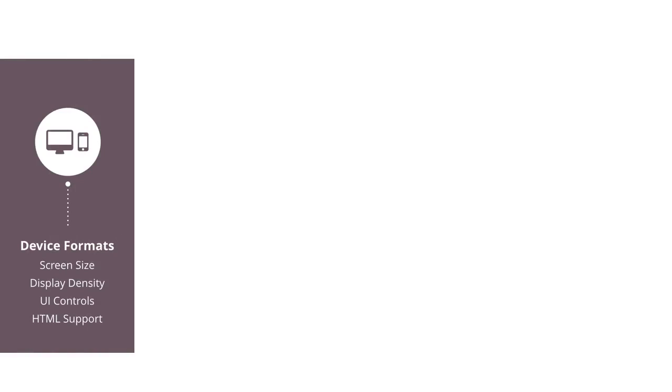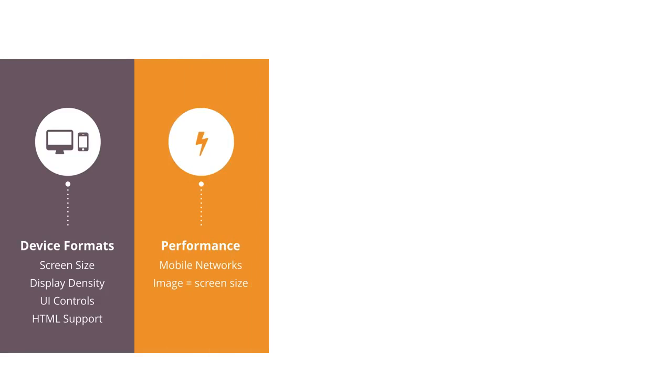So really what we're looking at here is that we now face, in this landscape of all these devices, a number of challenges that our pre-mobile ancestors did not face. Device formats is a challenge. We've got to deal with screen sizes, display densities, user interface inputs, and a wide range of HTML support on those devices. We need to worry about performance. So first of all, these signals are coming potentially over random-ish, crappy Wi-Fi networks, 3G networks, that kind of thing.